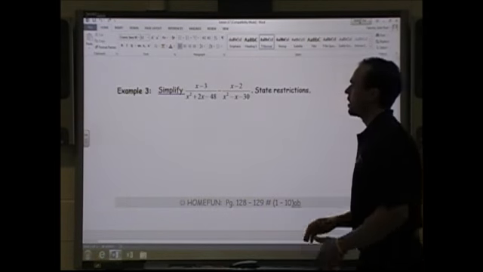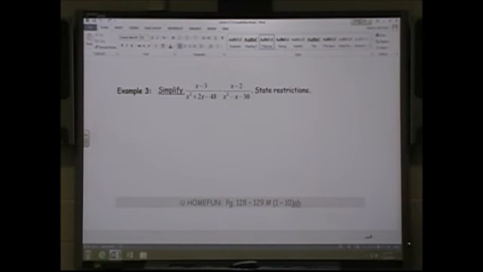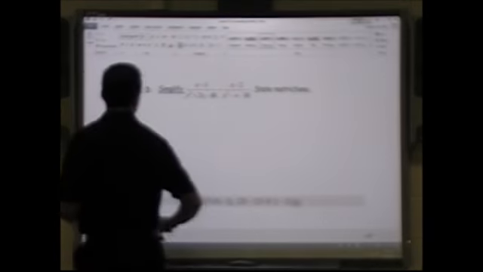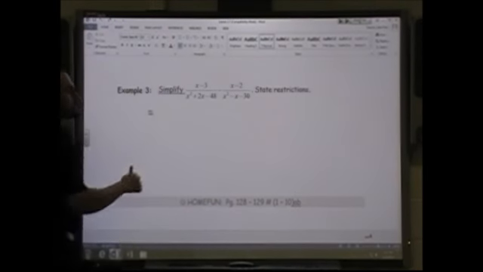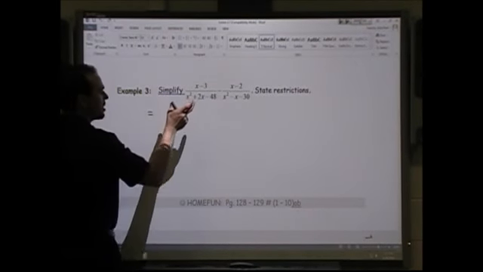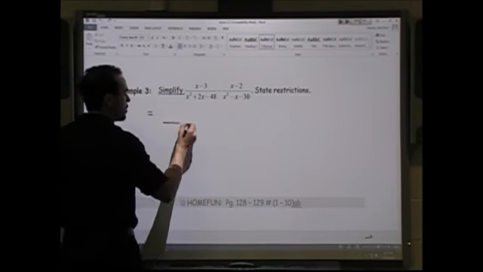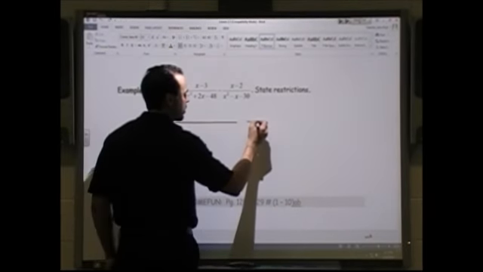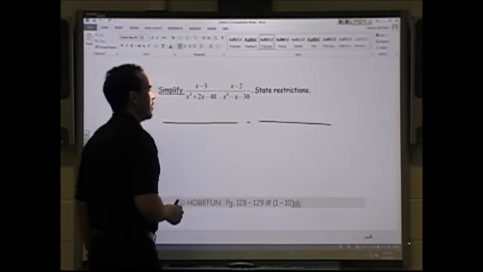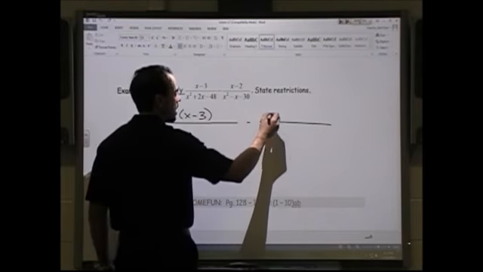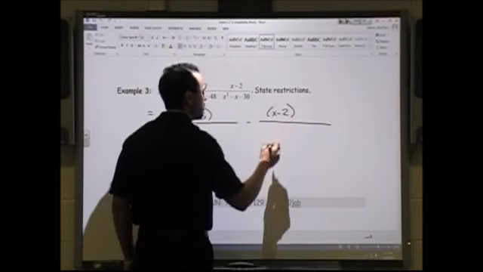This one here is a little harder because it actually has some trinomials within it. So these are the harder ones. The first thing you always do, it asks us to simplify and state restrictions, and you can see it's this fraction minus this fraction. So the first thing you're going to do is keep calm and factor things. The top of this is already factored, x minus 3. The top of this one's already factored, x minus 2.